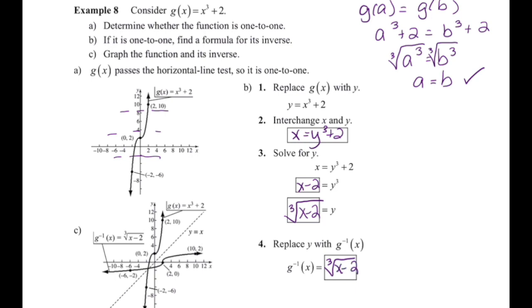And what I have here on the left is the graph. On this top one here is the original function, and this bottom one here is the inverse function. And here is that y equals x line again. So every point reflects across that line.